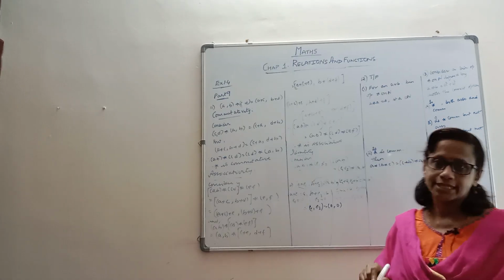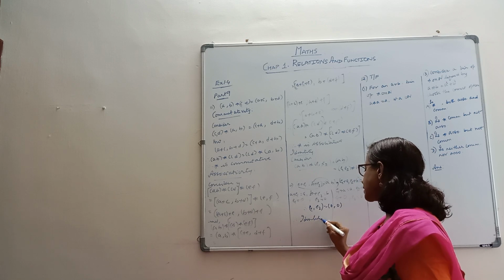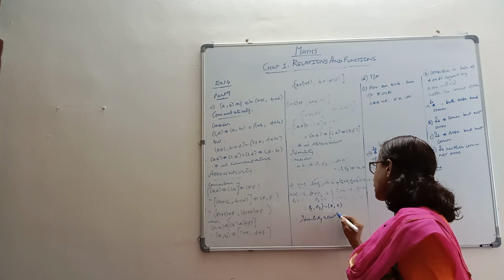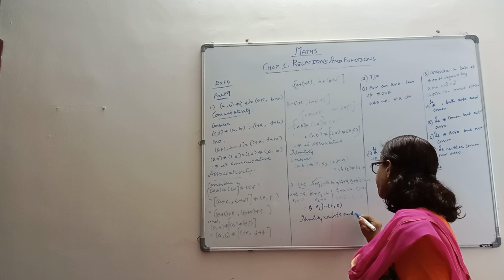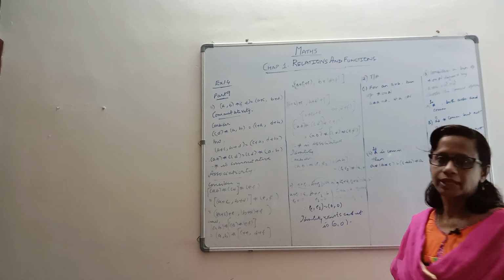So identity exists and it is (0, 0). So therefore identity exists, and it is (0, 0). That's what it is.